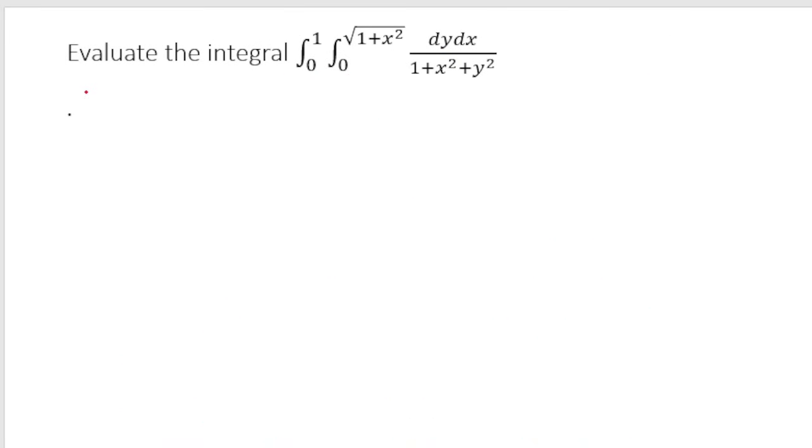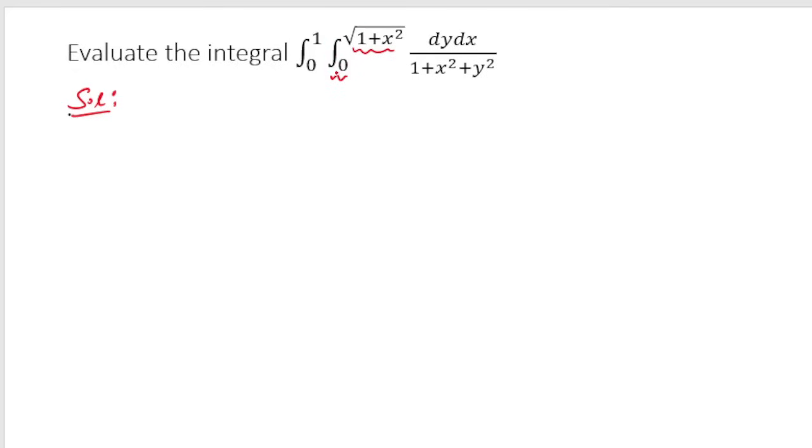Moving ahead, let us look at the next problem. Here also it is the first kind of problem where the limits are already given. We don't have to do anything. If the limits are already given, we need to integrate as per the limit. You see it is 0 to under root 1 minus x squared, so the limits are in terms of a function of x.